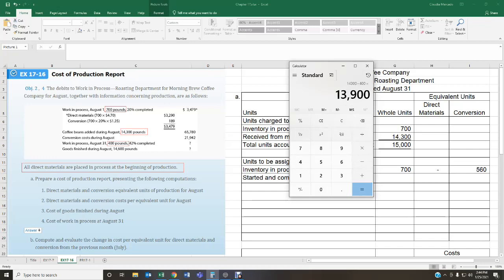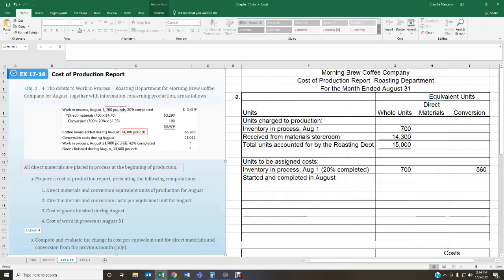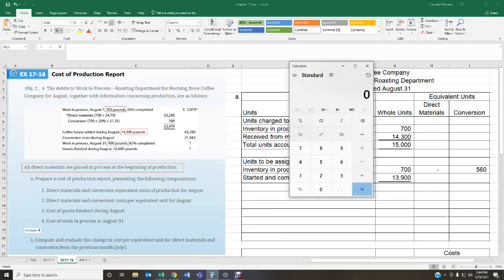So that means that we must have completed 13,900 pounds of coffee. Okay? So that's going to be 13,900. Okay? And once again, how did I get the 13,900? Well, I know I added coffee beans of 14,300, and I know that I did not finish 400 pounds of those. So that means I finished 13,900.